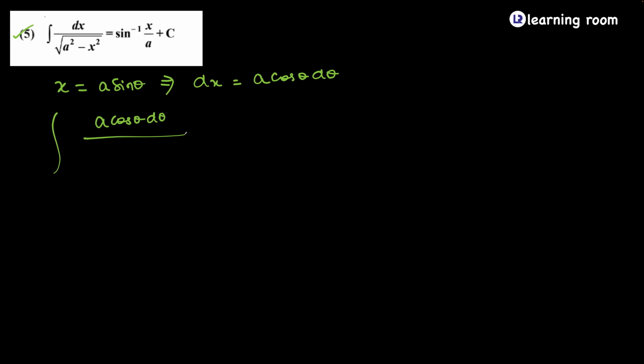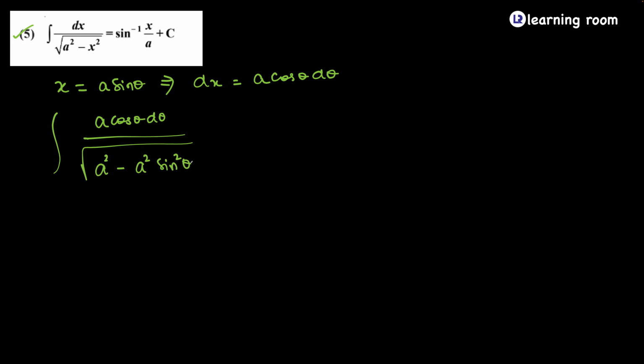So the fifth formula is integral of dx divided by root of a square minus x square. So what should I substitute? A square minus x square means put x is equal to a sin theta, which implies dx is equal to a cos theta d theta, right? So integral of, in the numerator, in the place of dx, I should write a cos theta d theta, the whole divided by root of a square minus x square, means root of a square minus a square sin square theta.